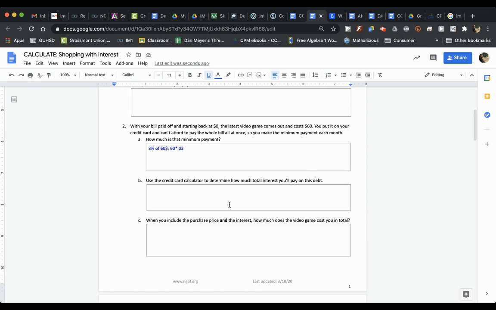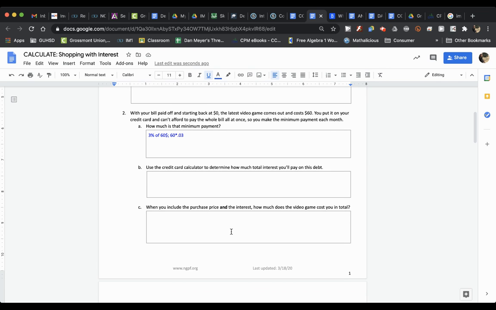When you include the purchase price and the interest, how much would you pay for the video game? You need to add up the total interest that you found, which is your answer in B, plus the $60 for that video game. Once you have that, that is how much the total cost of the video game will actually be.